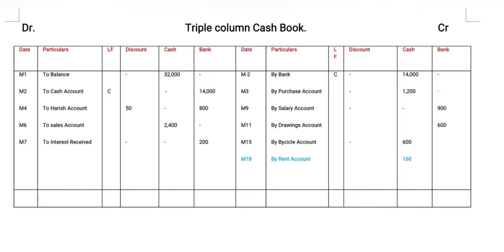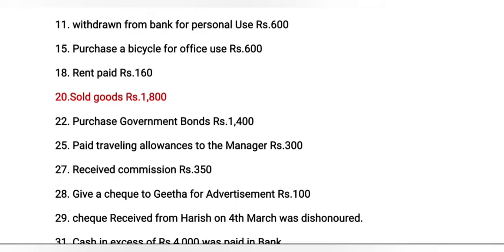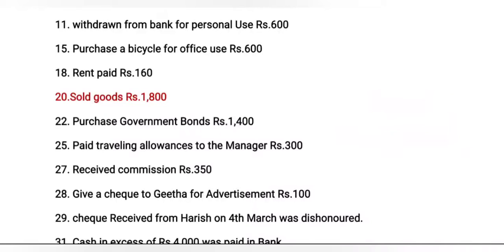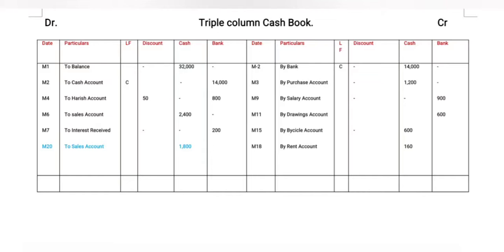Now we are coming to another transaction. On the 20th, sold goods for 1800 rupees with cash. Now we are going to the debit side of the cash book. Coming to the cash book debit side, March 20, to sales account. Now coming to cash, it is 1800 rupees. This transaction is complete. We are going to another transaction.